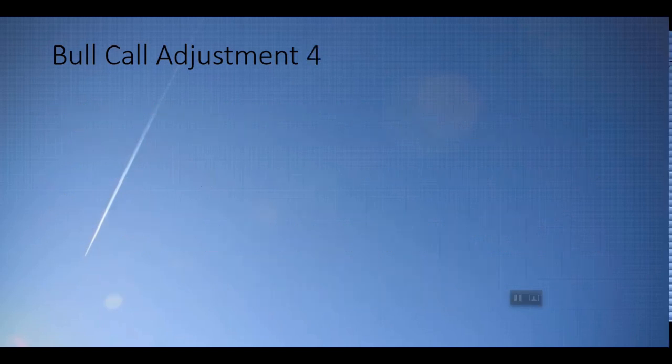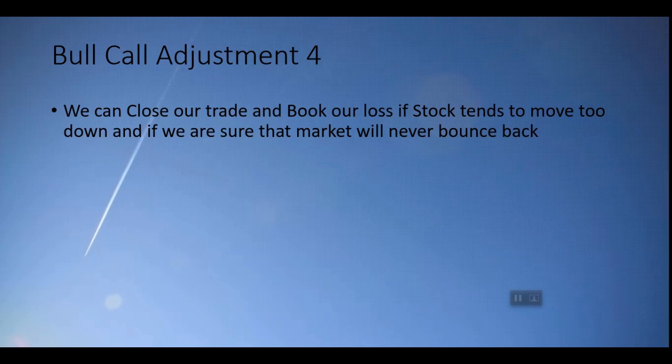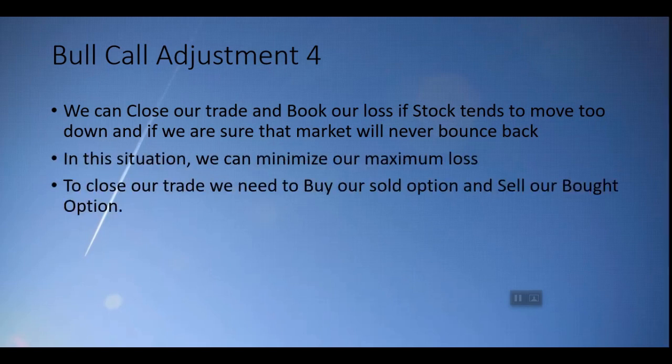Okay, bull call adjustment number 4. This is a simple adjustment strategy where we are going to book our loss and come out of the trade. If the stock starts moving downside, then we will be closing our trade without doing any adjustment and will be coming out without waiting till the maximum loss. Let's assume that we have a maximum loss of 2,000, and after some certain down move, if your trade has moved into a 1,000 rupees loss, then we can come out by booking that 1,000 as our loss. In this case we will be minimizing our maximum loss.